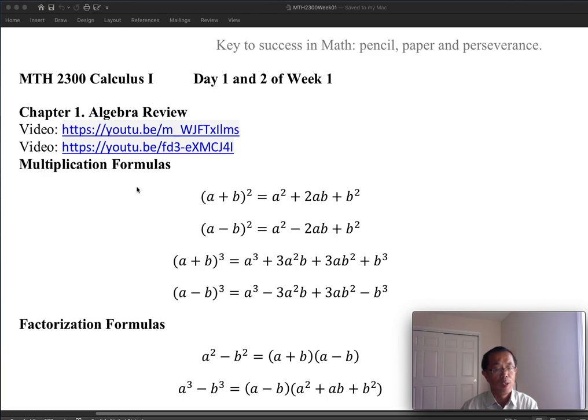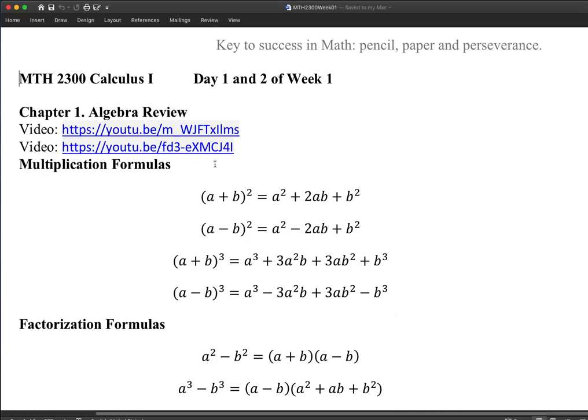The first part is the so-called multiplication formulas. This is the first formula. I suppose you know this very well. It really comes from the FOIL rule, right? F is for the first term, O is for the outer term, I is for the inner term, and L is for the last term. The first two formulas are about the FOIL rule.